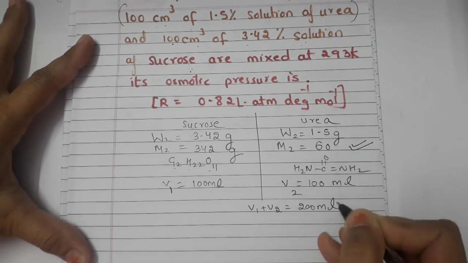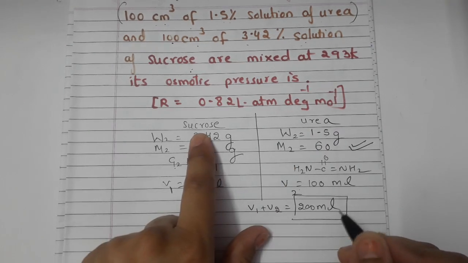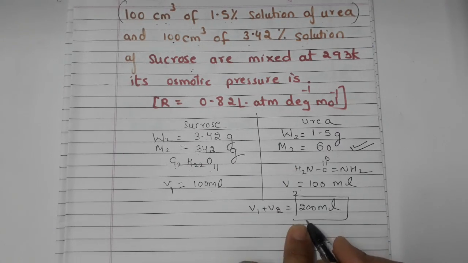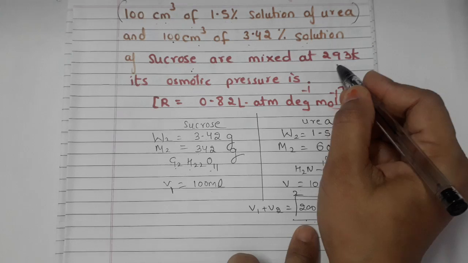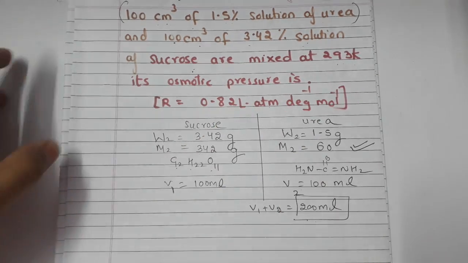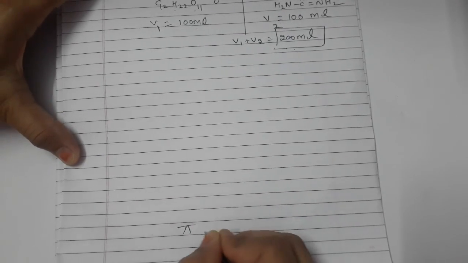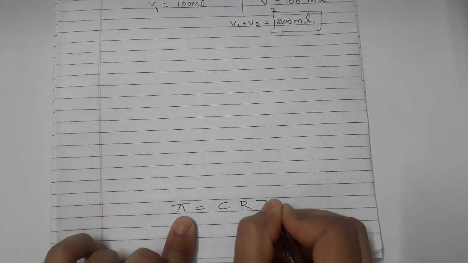Now, when they are mixing these two solutions, urea and sucrose, after mixing at 293 Kelvin, what is the osmotic pressure? From the theory concept, you might know that the formula for osmotic pressure, pi being the symbol, is CRT.